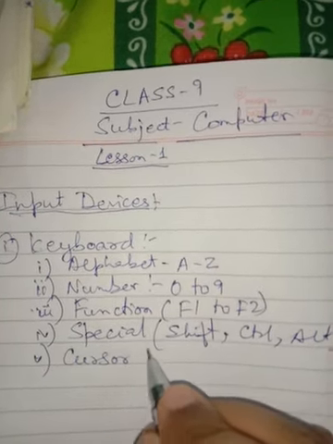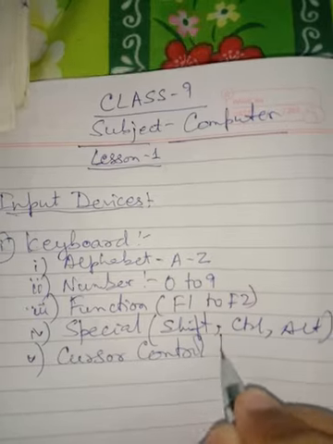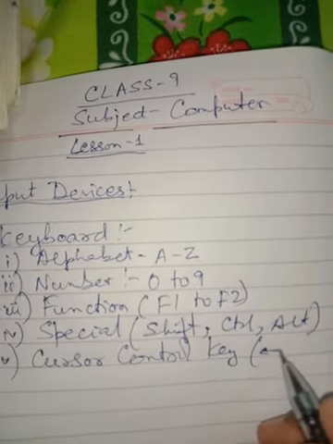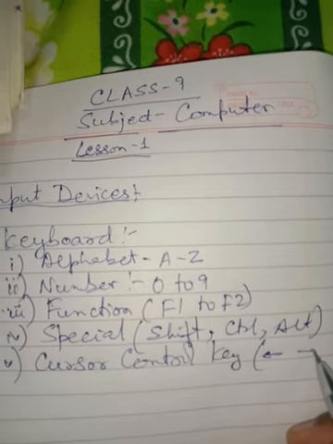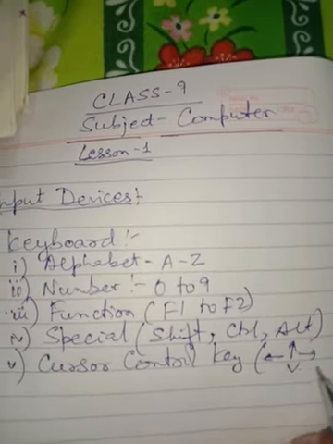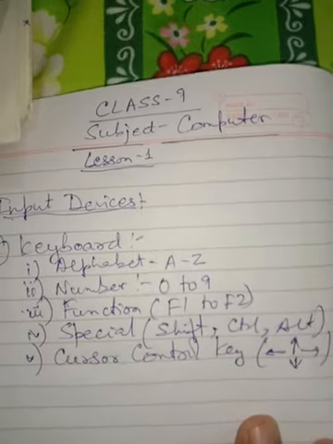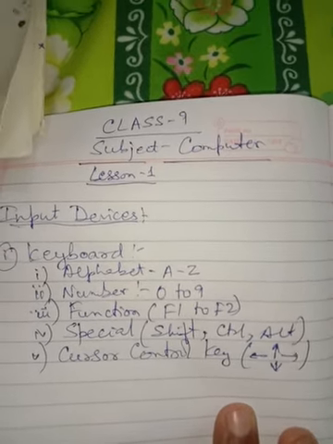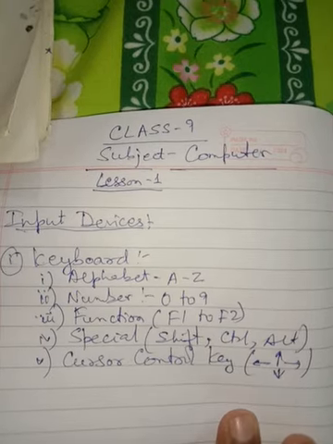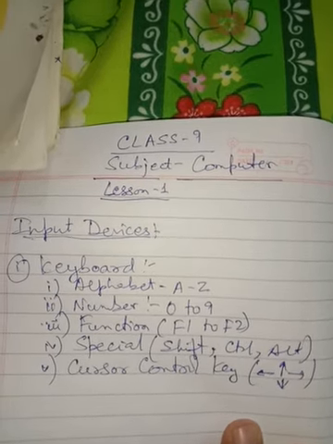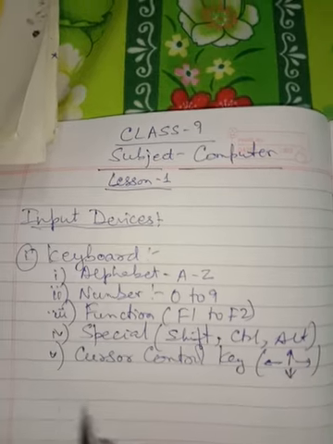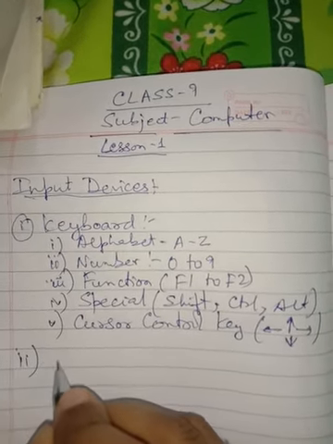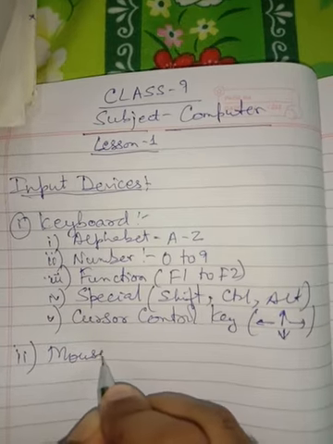Cursor control keys mean different types of cursors, like the left cursor, the right cursor, the top cursor, the down cursor, etc. So these were the different types of keys that we have on the keyboard. So the first input device that we generally have in our system is the keyboard. Now the second input device is the mouse.